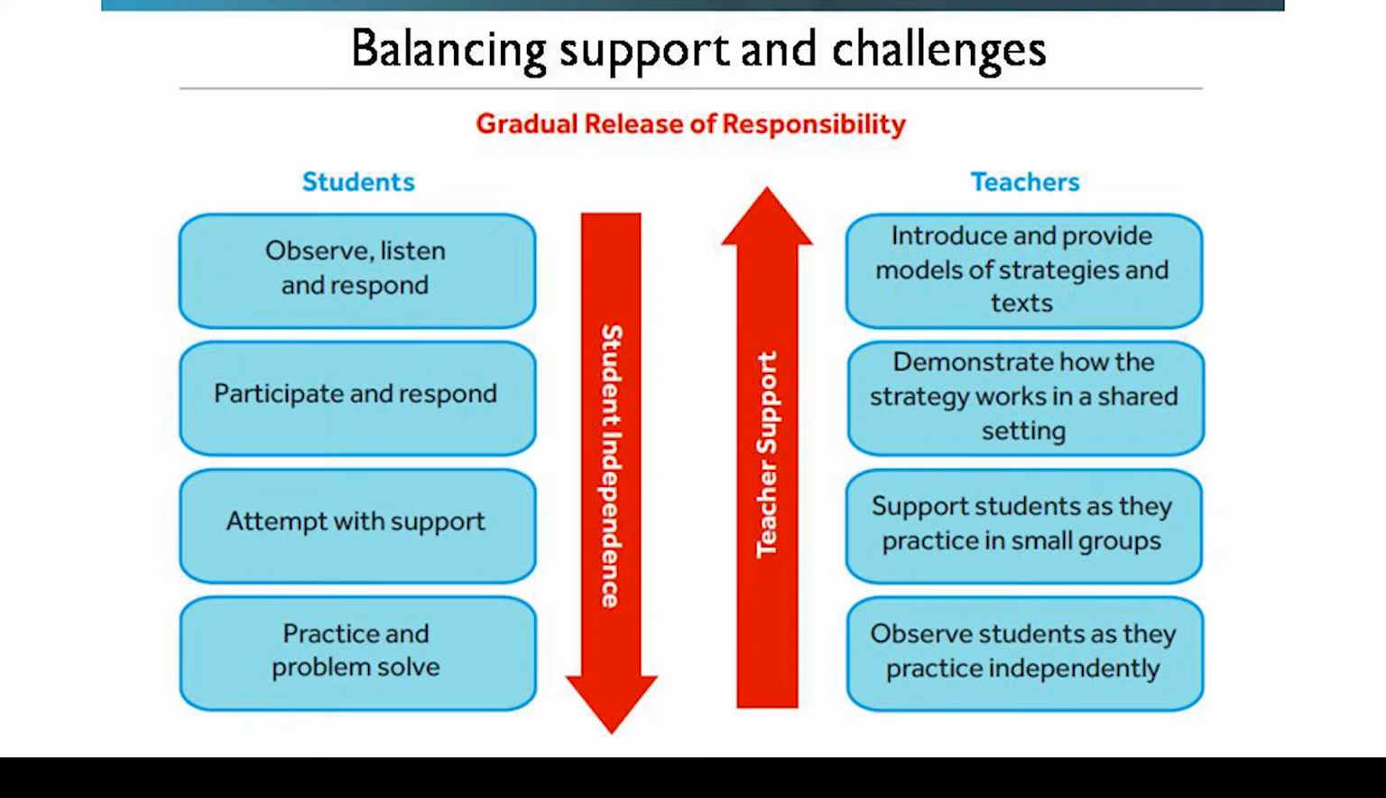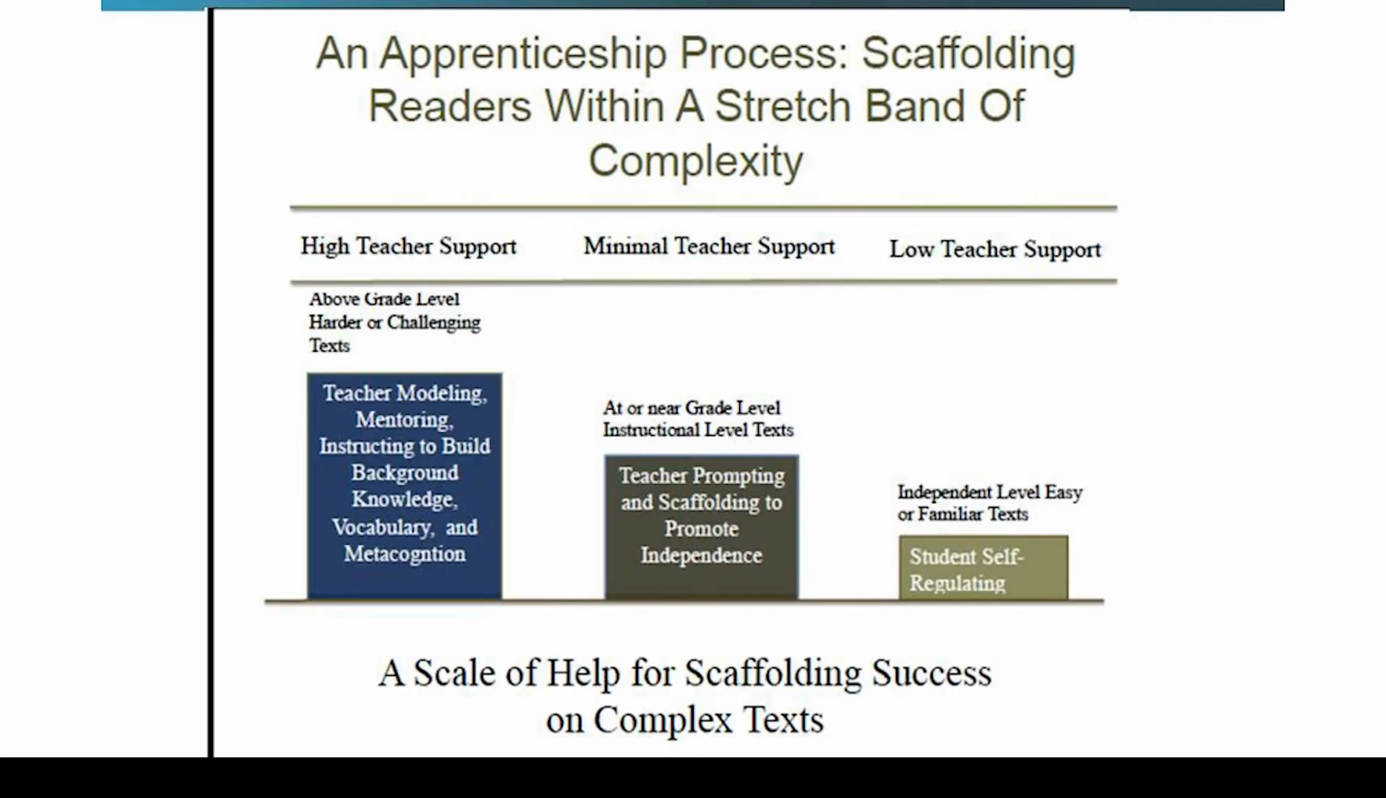And then, of course, coupled with that, we should understand what makes the text complex or difficult for those students, and based on that, be able to use a range of instructional strategies flexibly. This diagram shows balancing support and challenges. So, as the student becomes more independent in the task, the level of teacher support decreases.